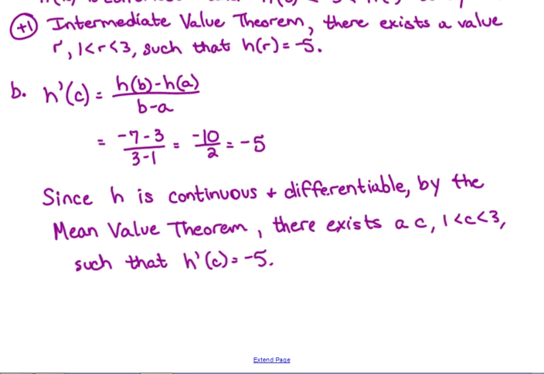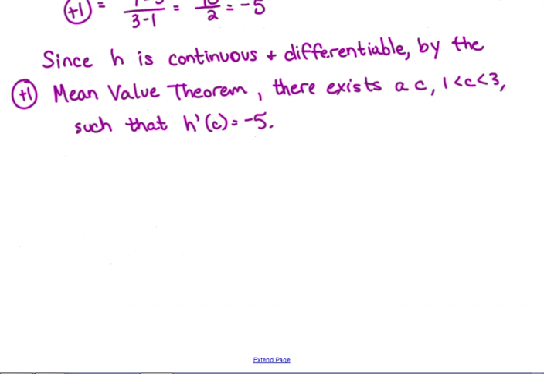So 1 point, they give you 1 point for the H of B minus H of A over B minus A, and 1 point for your conclusion using the mean value theorem. So 4 points so far. We have 5 points left for the next 2 parts.